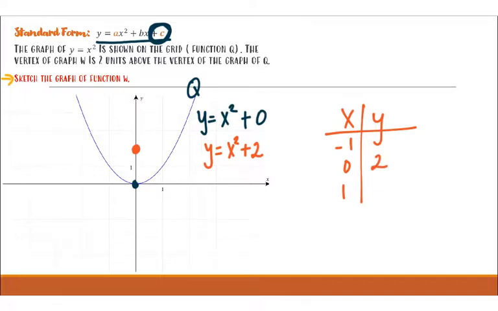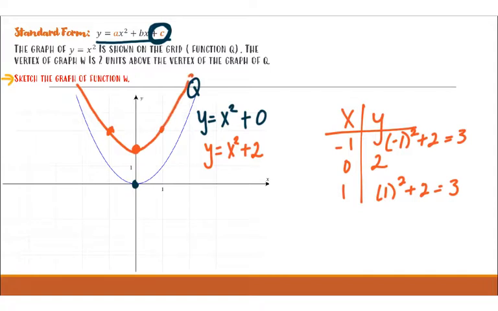So that one's already done for us. When we figure out what -1 is, so -1 squared plus 2, that should give us 3. And then quickly we can understand that if we substitute in +1, we should get 3 as well. So -1 and 3, and +1 and 3. And we're going to sketch our new graph.